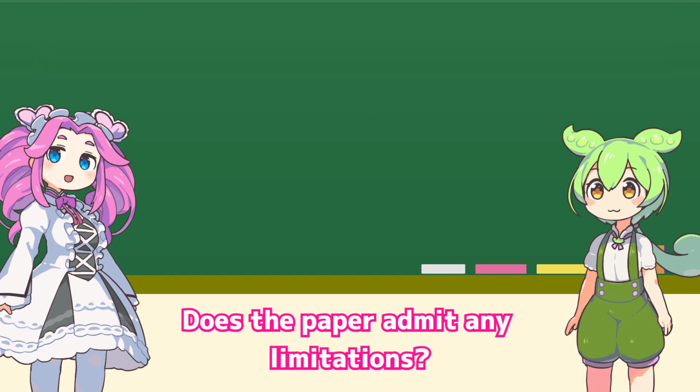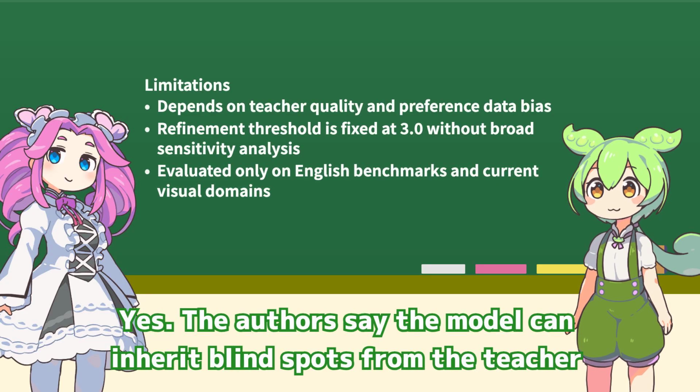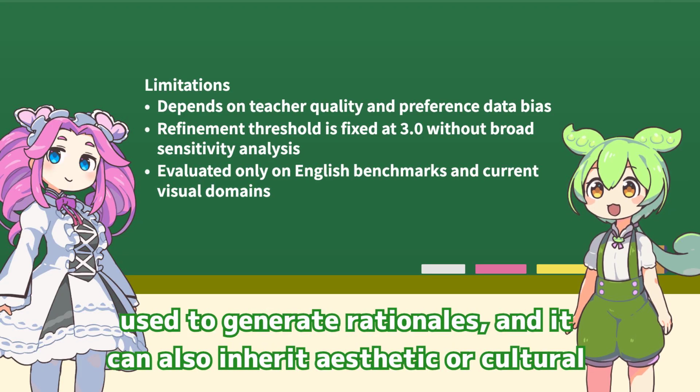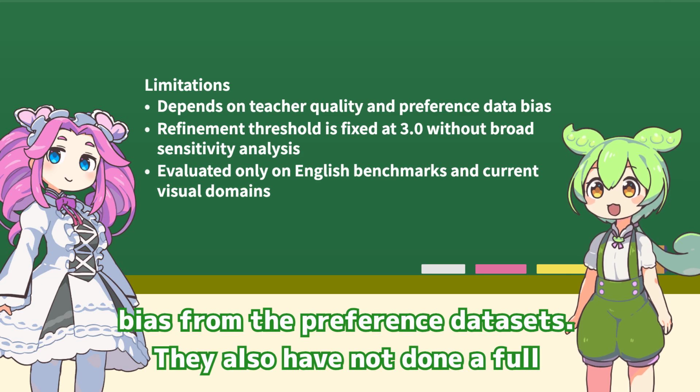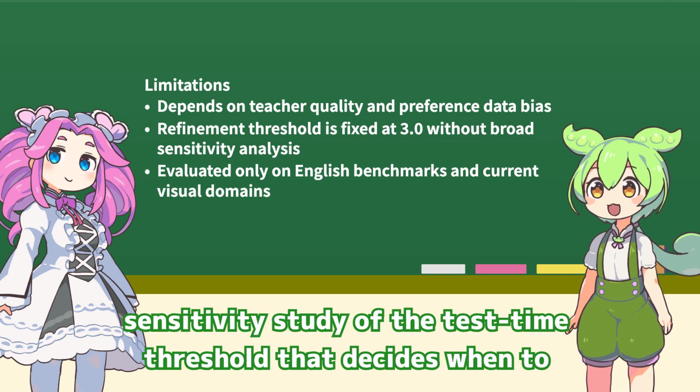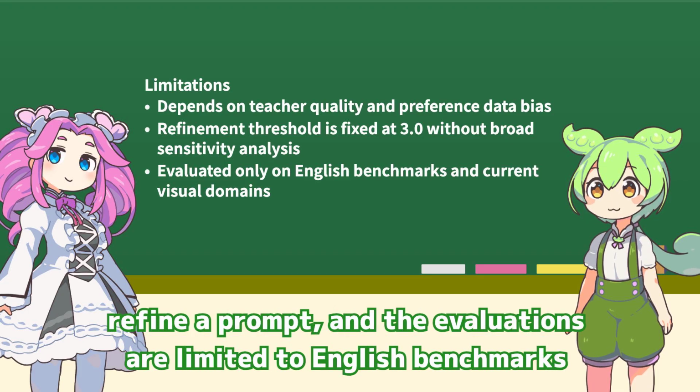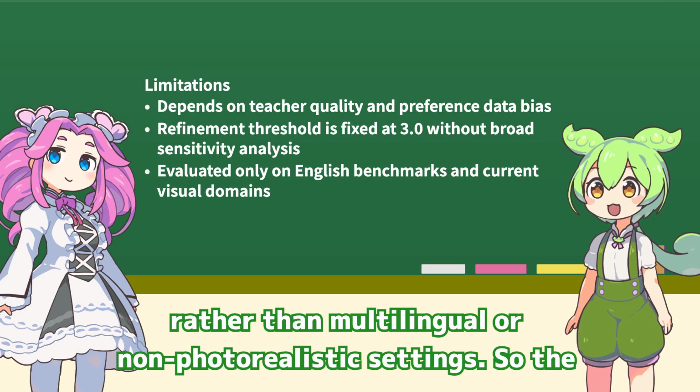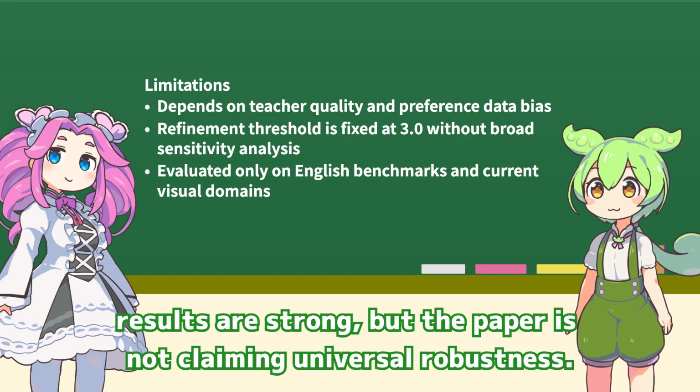Does the paper admit any limitations? Yes, the authors say the model can inherit blind spots from the teacher used to generate rationales, and it can also inherit aesthetic or cultural bias from the preference datasets. They also have not done a full sensitivity study of the test time threshold that decides when to refine a prompt, and the evaluations are limited to English benchmarks rather than multilingual or non-photorealistic settings. So the results are strong, but the paper is not claiming universal robustness.